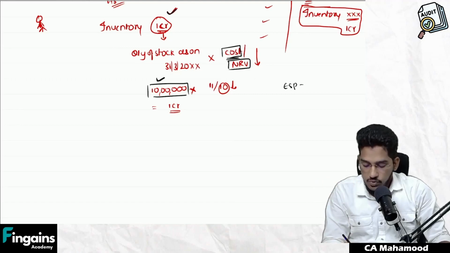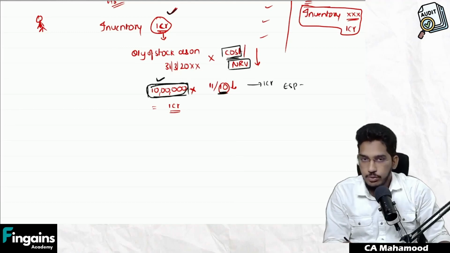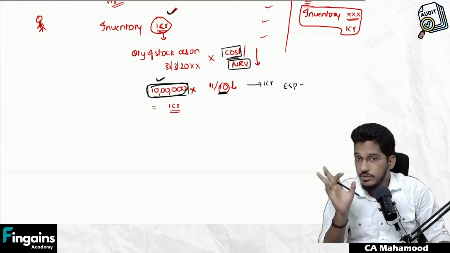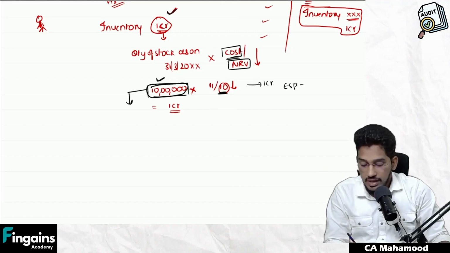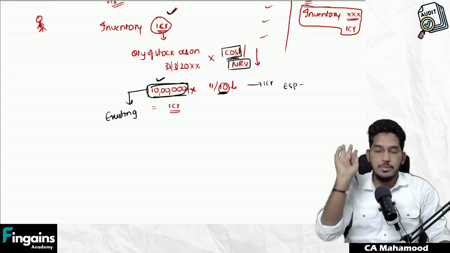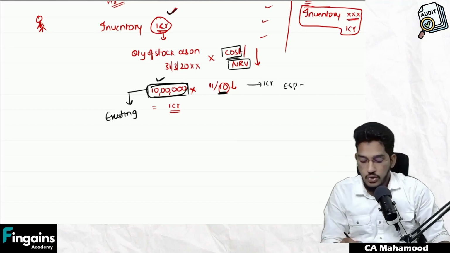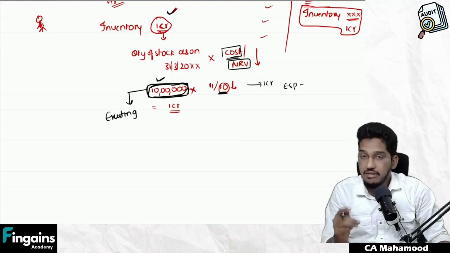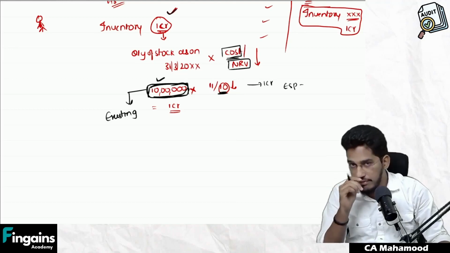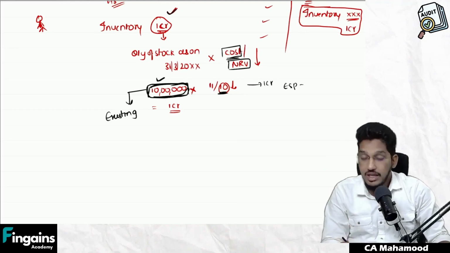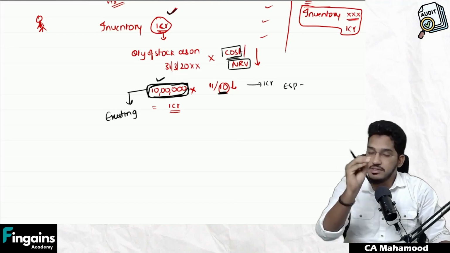So now they are saying 10 lakh quantity of inventory into 10 rupees NRV. This is how 1 crore has been determined. Now I need to check whatever quantity of 10 lakh they have used in the valuation of inventory, whether this 10 lakh quantity is existing with the company as on the balance sheet date. How much quantity they have determined for valuation of inventory? They're saying 10 lakhs quantity is there.